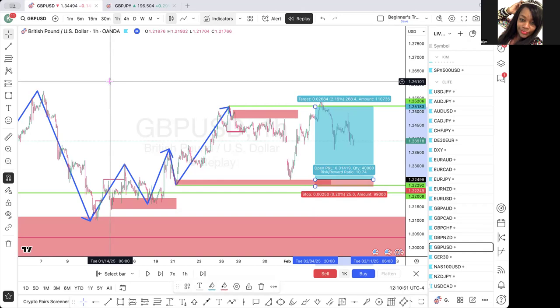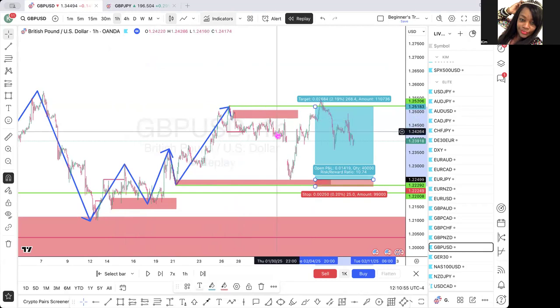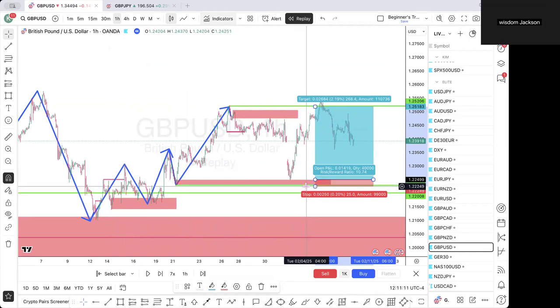Make sense? And I'm marking this up on the 1 hour. I'm marking my demand zone on the 1 hour. So if the 1 hour doesn't give me the stop loss that I'm looking for, then I'll go down to the 15-minute to see if it's going to give me what I'm looking for.